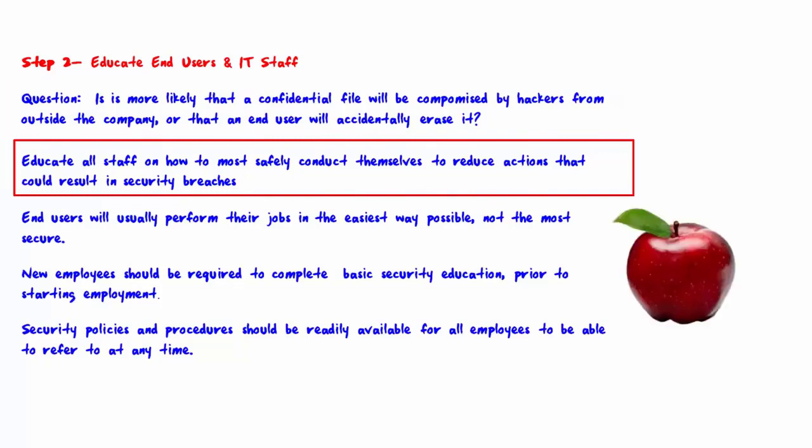So, we educate all staff on how to most safely conduct themselves to reduce actions that could result in security breaches. No matter how good the technology used to secure the network, actions on the part of both end users and IT staff can result in security breaches. The way to reduce these problems is to educate all staff on how to most safely conduct themselves. Specifically, they should be educated on the acceptable use policy, the security policy itself, and any procedures applicable to their specific job.